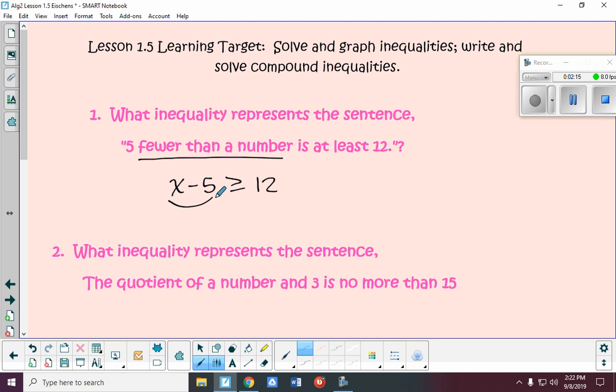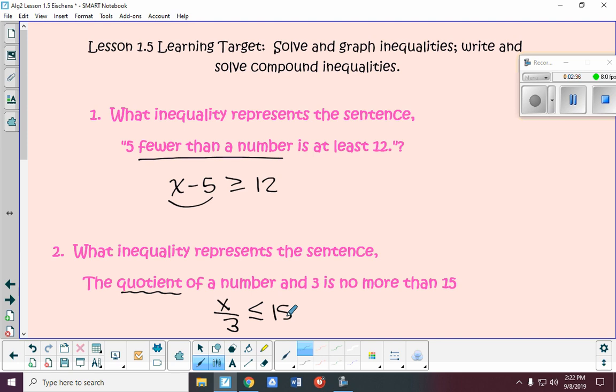In the next problem, it says we have to write an inequality that represents this. The quotient of a number and 3 is no more than 15. Quotient means we're dividing. What are we dividing? A number and 3. So x divided by 3, it's no more than, so it's got to be less than or equal to 15. And then you could solve that real quick.